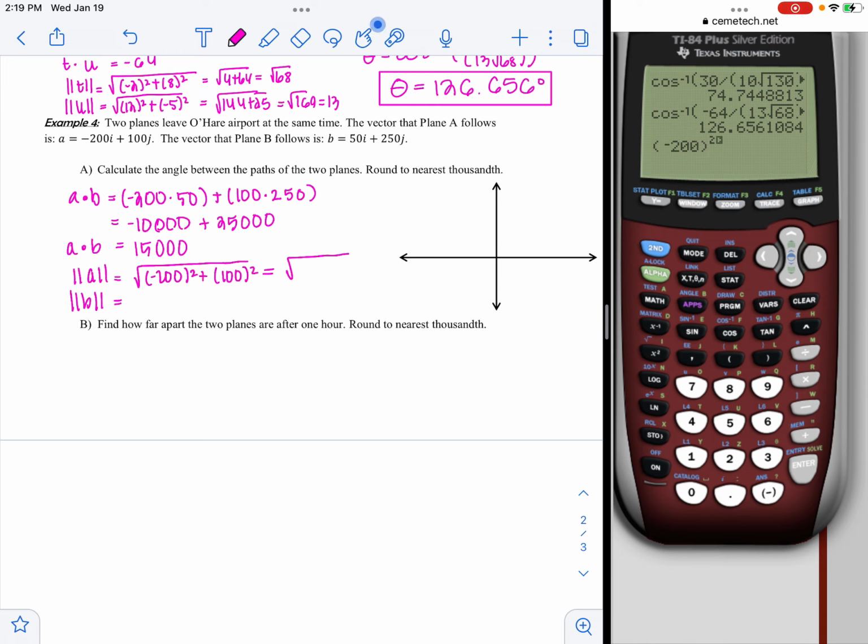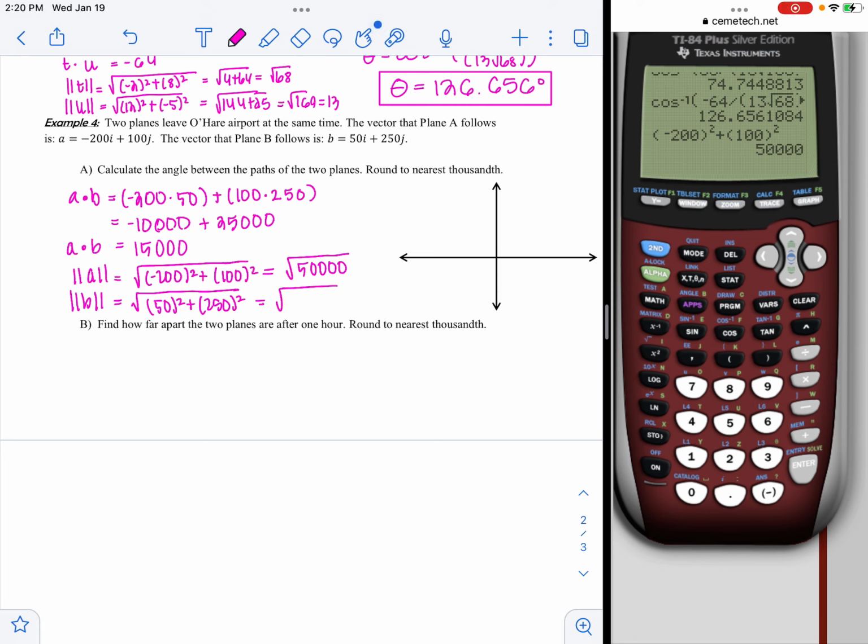Insert another 0, please. All right, negative, it must be faster just to clear it on this old, not old, but stupid calculator. All right, plus, sorry about the droning on. 100 squared is 50,000. So square root of 50,000. And then this one is square root of, and that was 50 squared plus 250 squared.